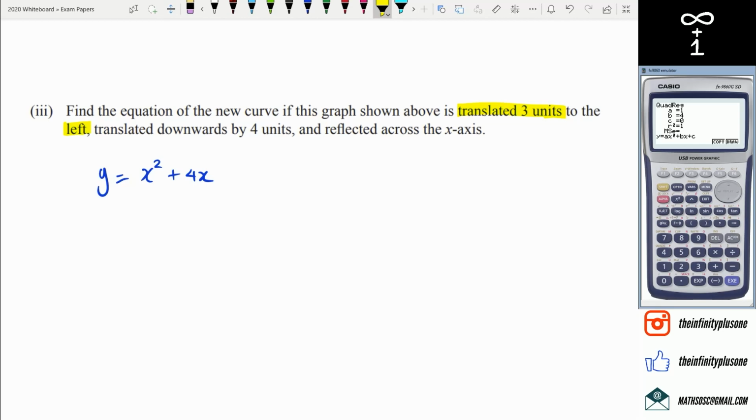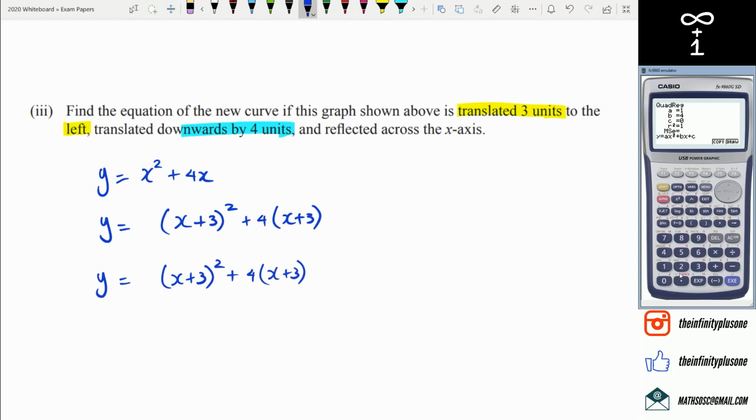So that basically means wherever I find x, what I need to do is shift it by 3 units to the left. So I'm going to rewrite this as y is equal to, 3 units to the left, so that's going to become x plus 3 squared plus 4 times x plus 3. So that's basically what that yellow part is when it says translated 3 units to the left. Now the next thing is I've got translated downwards by 4 units. So if I'm moving downwards by 4 units, I'm going to write this as x plus 3 squared plus 4 times x plus 3 minus 4.